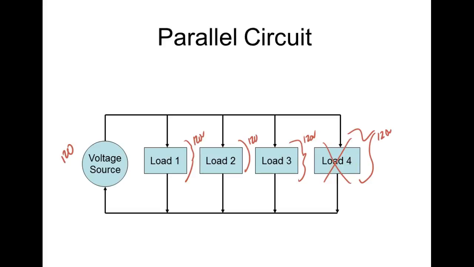All of them still see 120 volts. I could come up here and add another load, and it's not going to affect any of the loads in the circuit. So that's why in your house, what can you do? You can turn lights on. You can turn them off. You can plug hair dryers in and turn them on, turn them off. You can plug in vacuum cleaners, turn them on, turn them off, and it doesn't cause your lights to go out. If your house was wired in series, then everything would have to be turned on. If you ever turned off your light, everything in your whole house would go off.